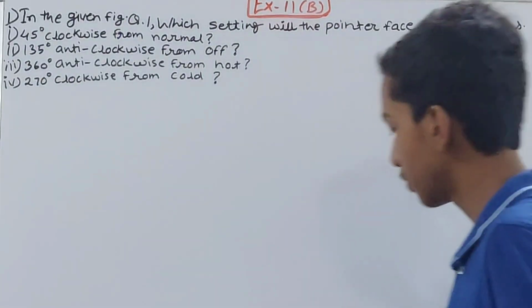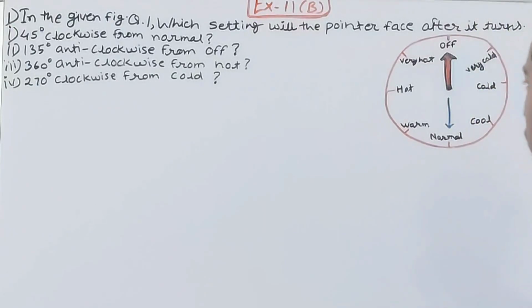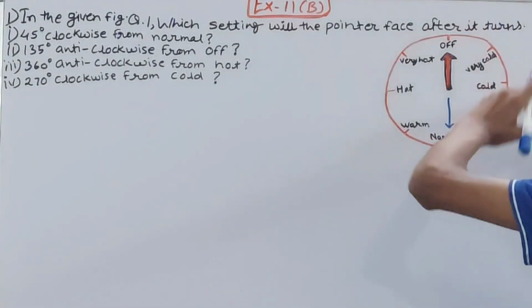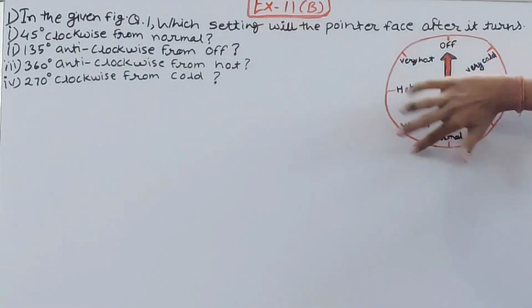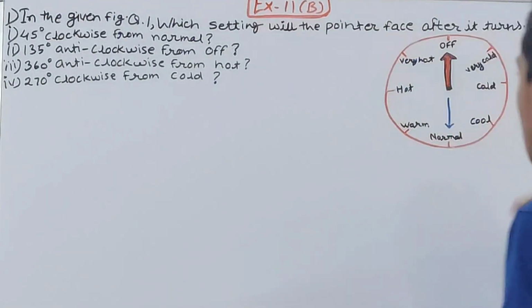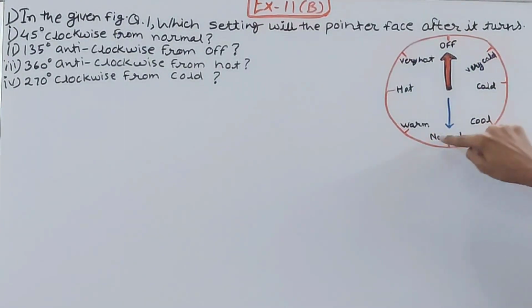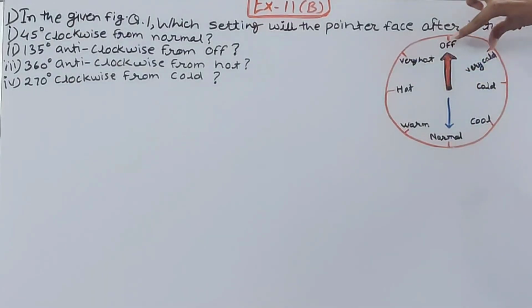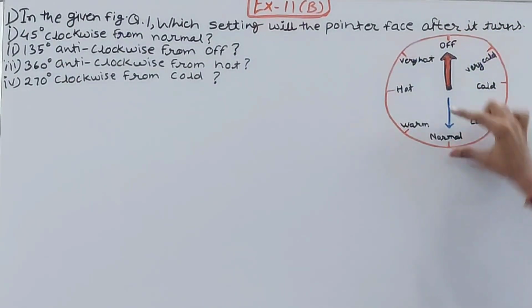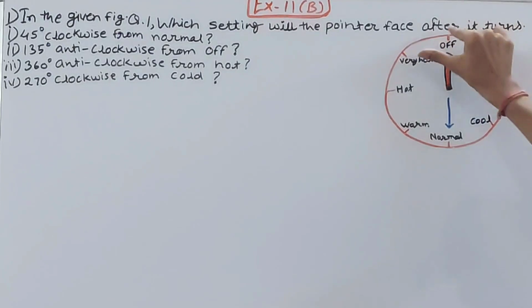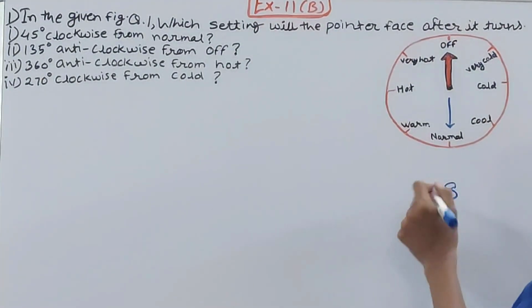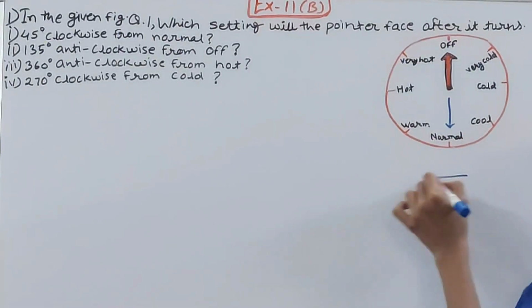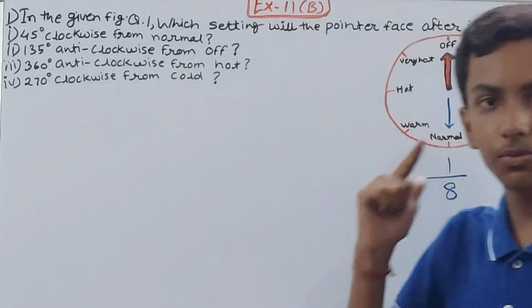It says 45 degrees clockwise. First of all, what is clockwise? Clockwise is following the direction of the clock, so it will go from right to left here. 45 degrees means what? 1/8 of the figure. Can you count how many parts are there in this figure? You can see they are divided into equal parts: 1, 2, 3, 4, 5, 6, 7 and 8. Total is 8 parts, and 45 degrees is 1/8 of the circle.